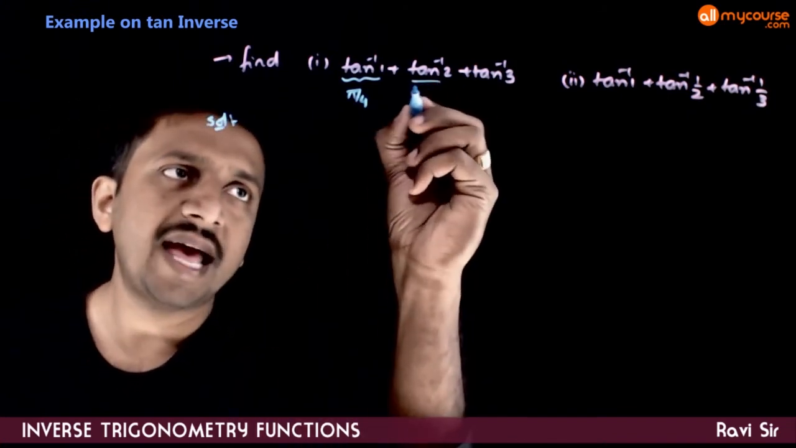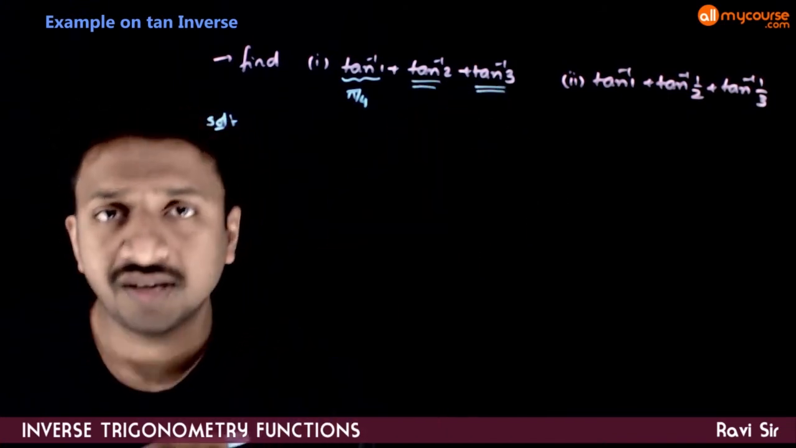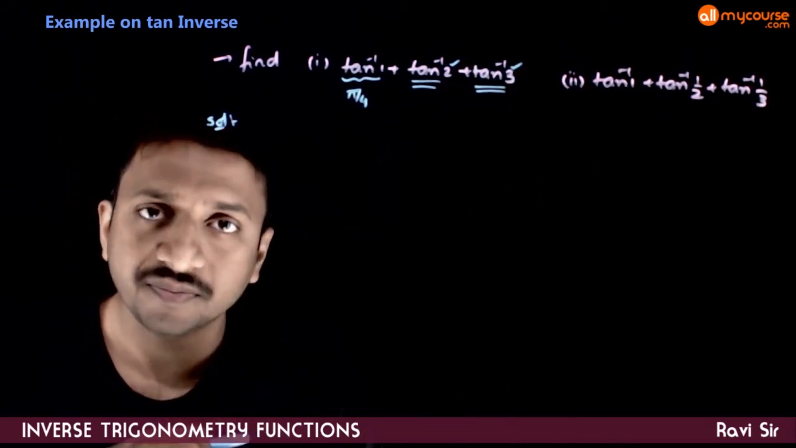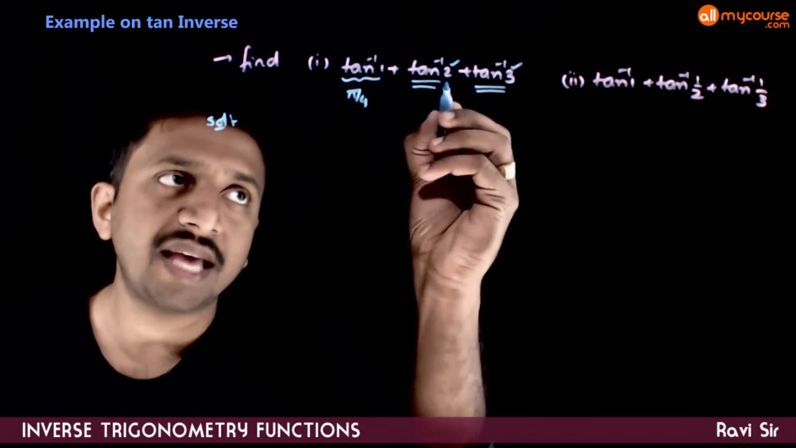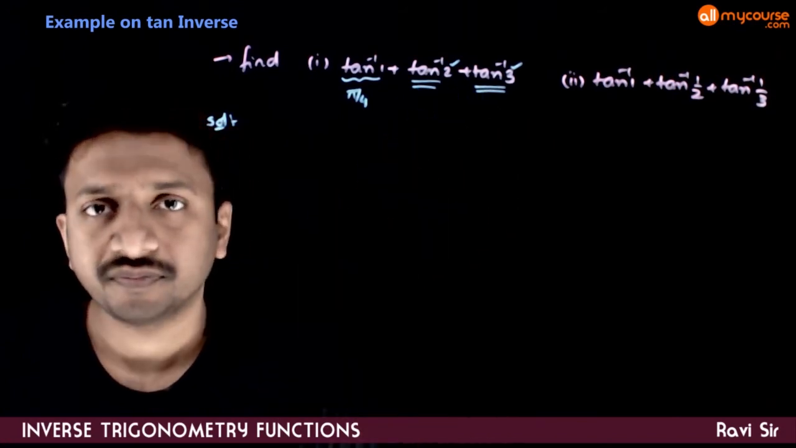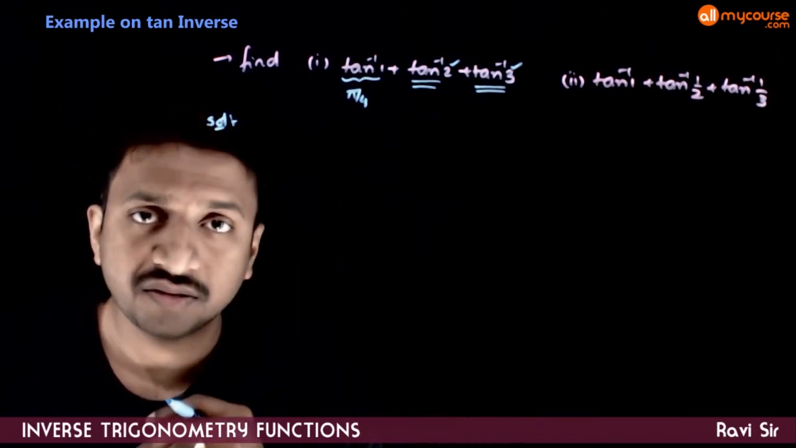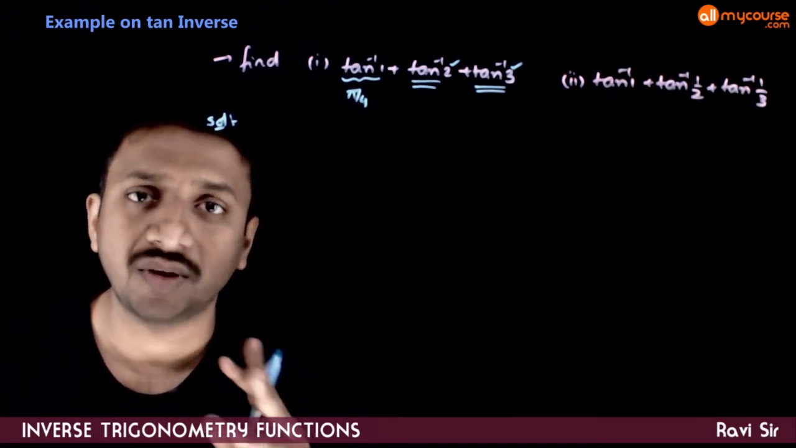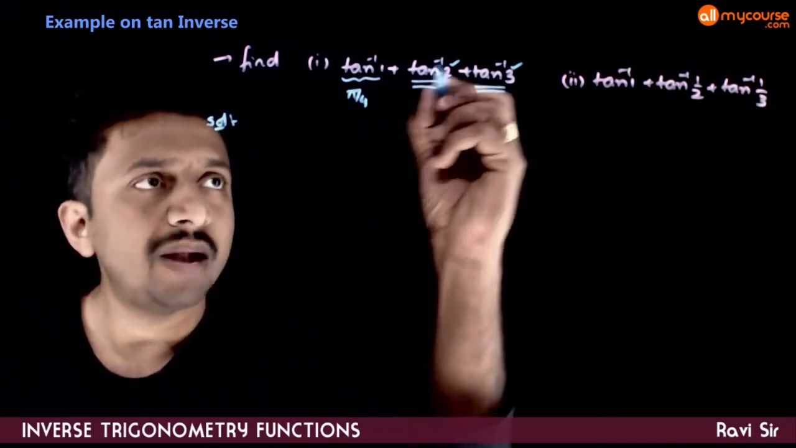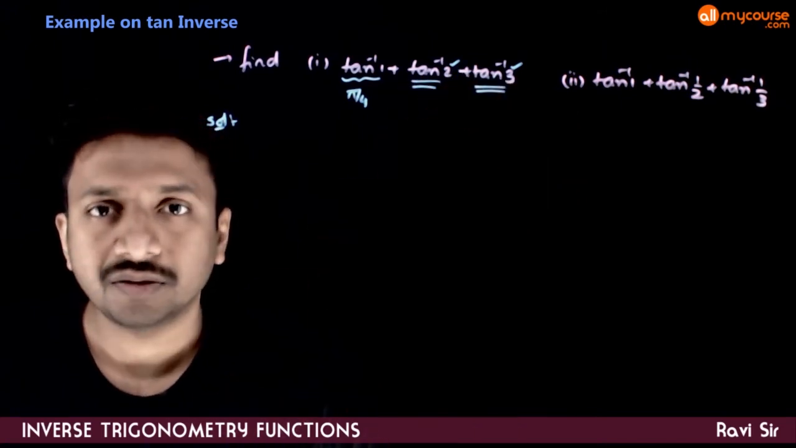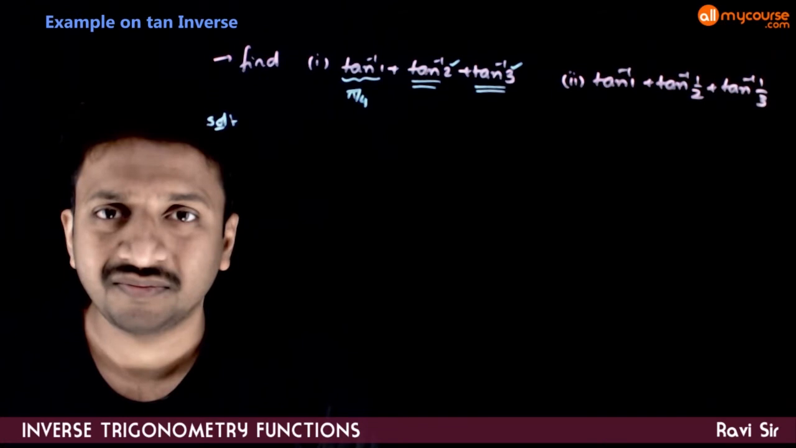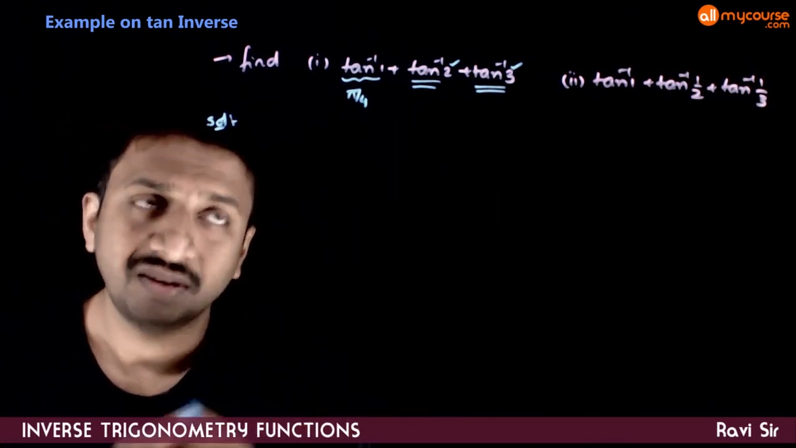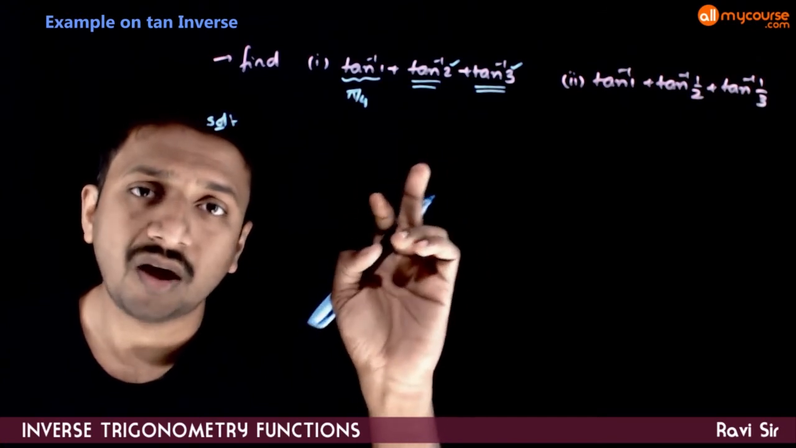If you want to find tan inverse 2 plus tan inverse 3, you can see that both 2 and 3 are positive numbers, and you have tan inverse x plus tan inverse y. There are two formulas for this: one when xy is less than 1 and the other when xy is greater than 1. So multiply 2 and 3. You get 6 as the answer. Now, is 6 greater than 1 or less than 1?